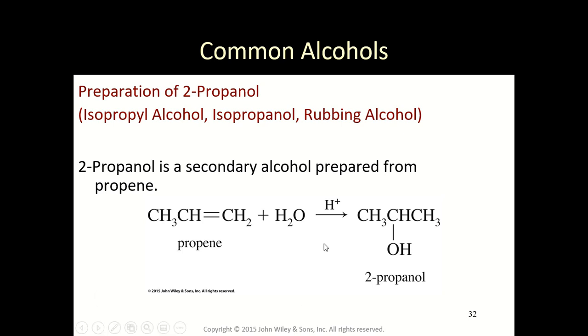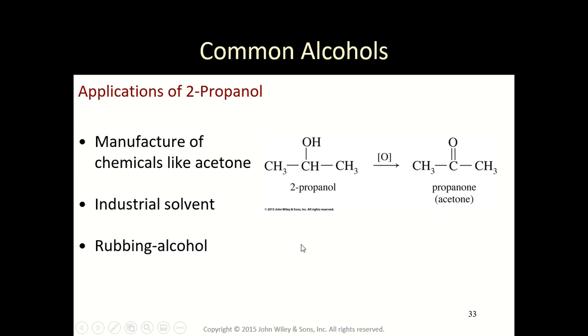And 2-propanol is a secondary alcohol prepared from propene. And it's the same reaction as before. You see here we have a propene. If we add a hydrogen and water to it, this thing is going to attack the double bond and break it and make it 2-propanol. Applications of 2-propanol: manufacture of chemicals like acetone, nail polish remover.